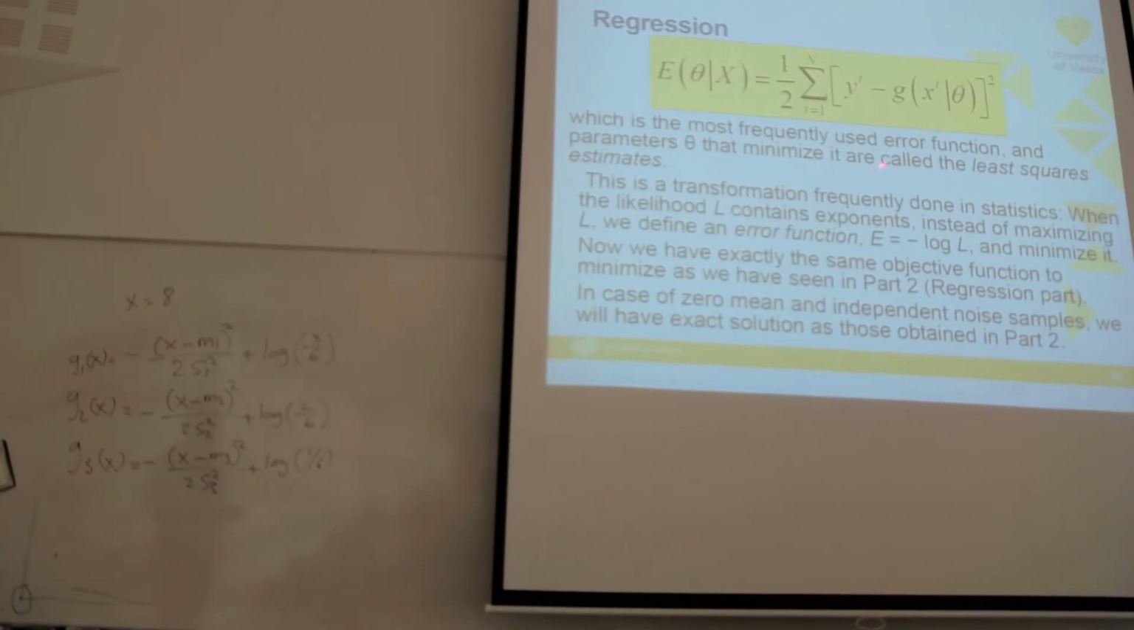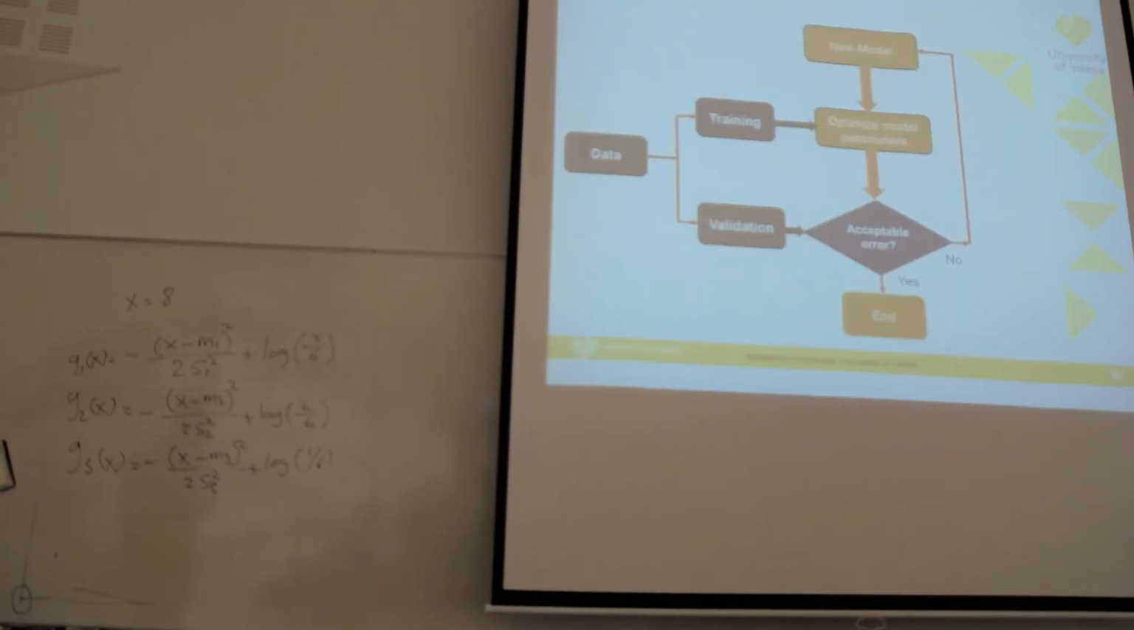In the second part, we minimized the mean square error. So the mean square error is the optimum if your noise is Gaussian or normally distributed and the entries are independent. Okay, but we don't need to do it again, because we have already studied this in detail in part 2.